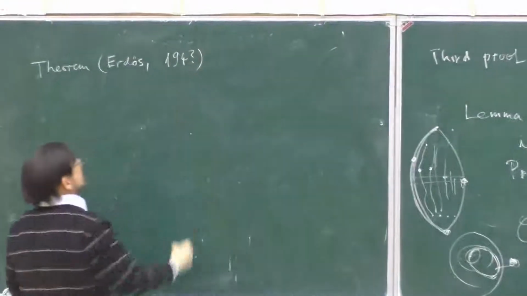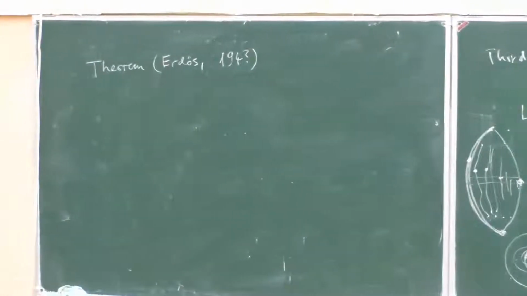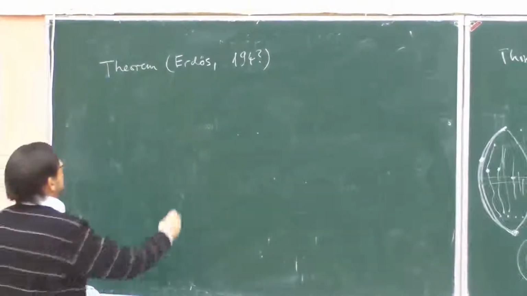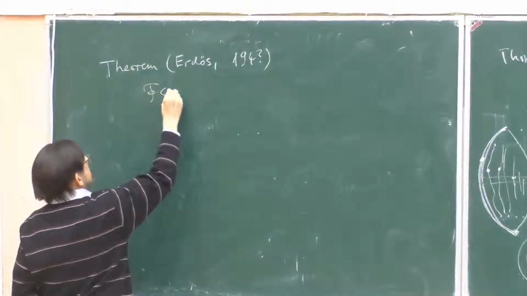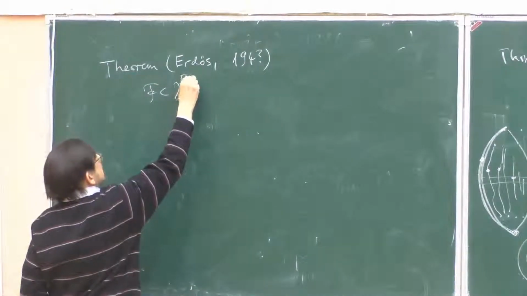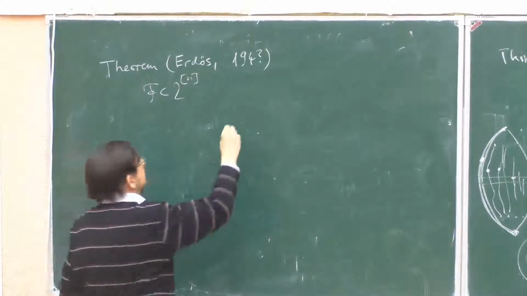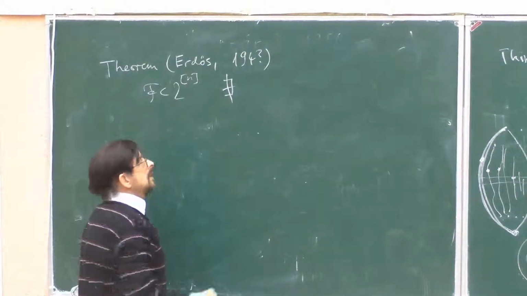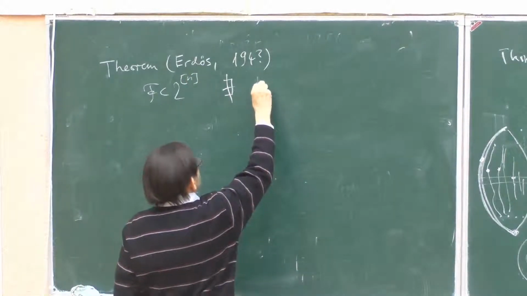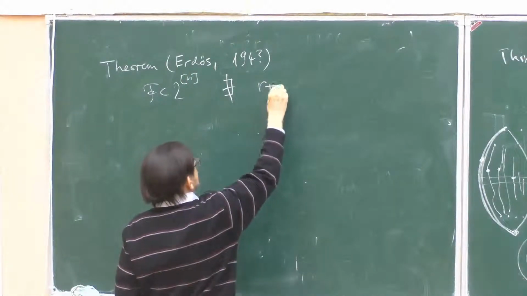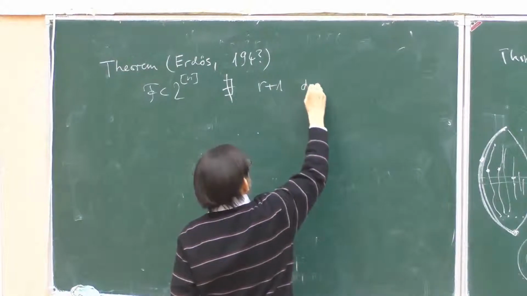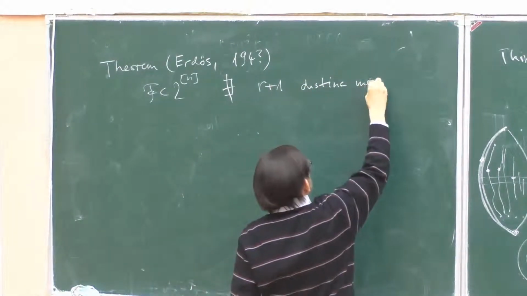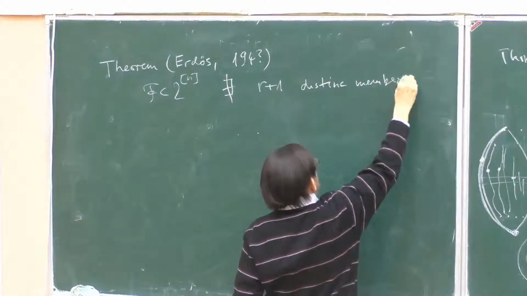I don't remember the exact year, but in the 1940s. So F is a family again, but there are no r plus 1 distinct members.